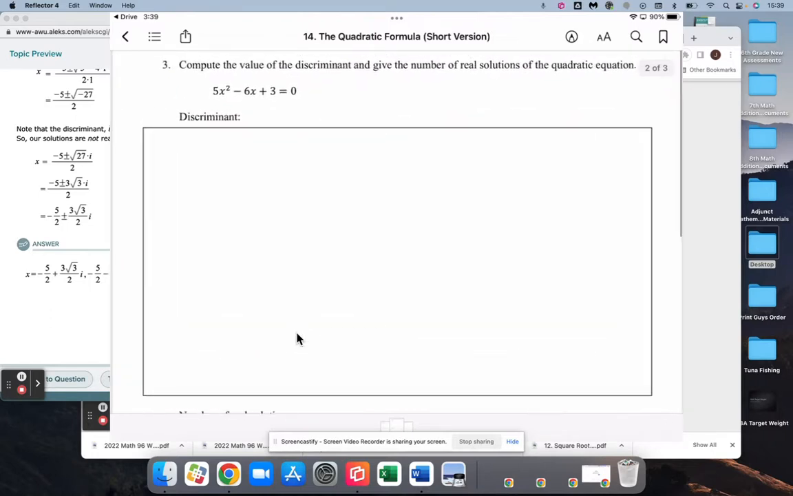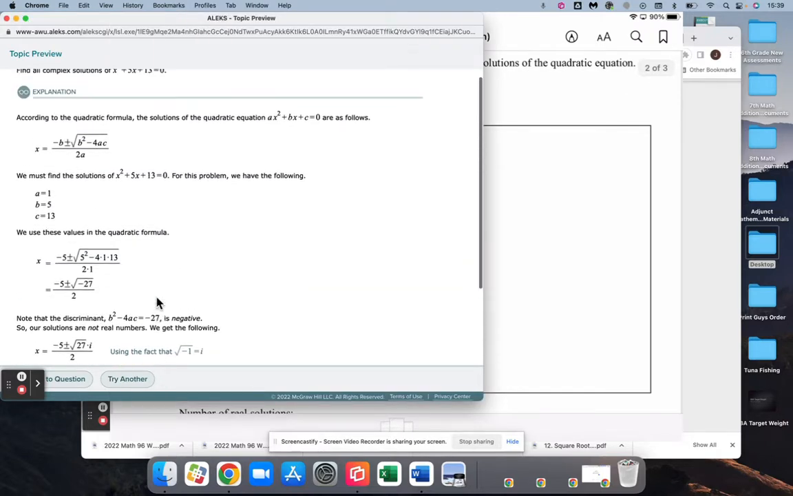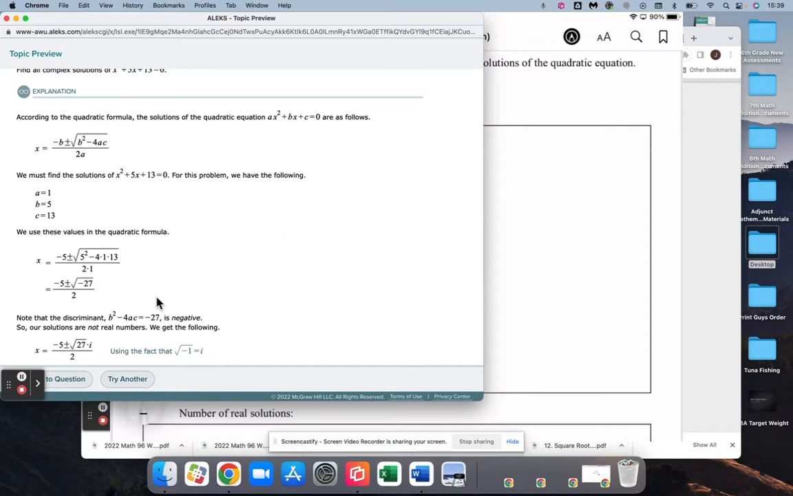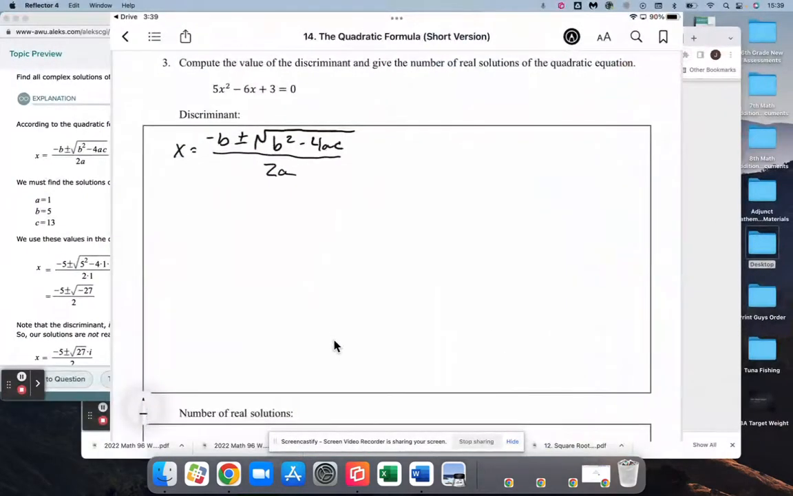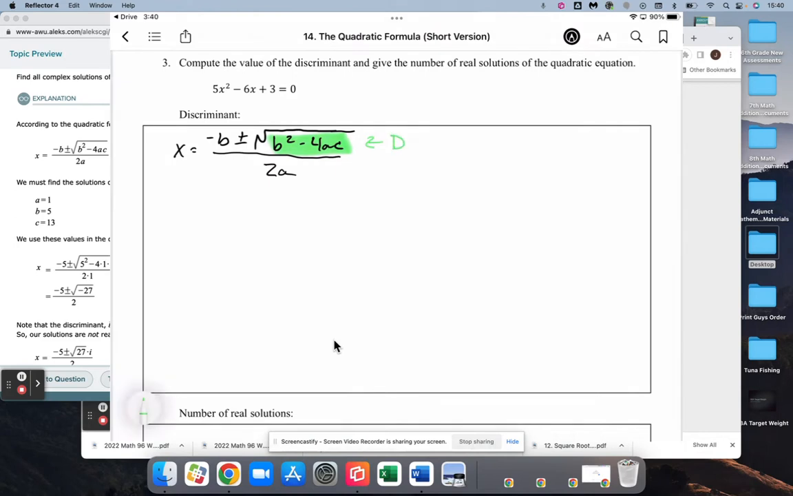So number 3, there is this thing called a discriminant. And I'm going to use this to help me remember the quadratic formula again. And we'll talk about what the discriminant is in just a moment. So x is negative b plus or minus the square root of b squared minus 4ac over 2a. And so the discriminant is this piece inside that square root symbol. And so we can say that that right there is the discriminant.